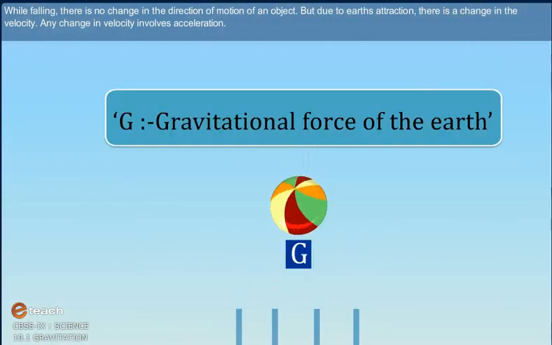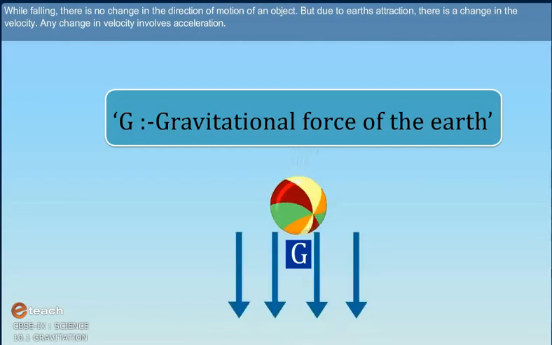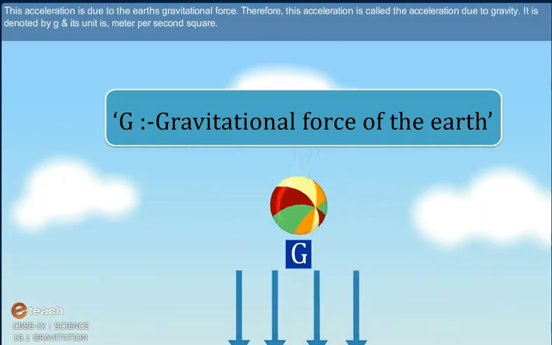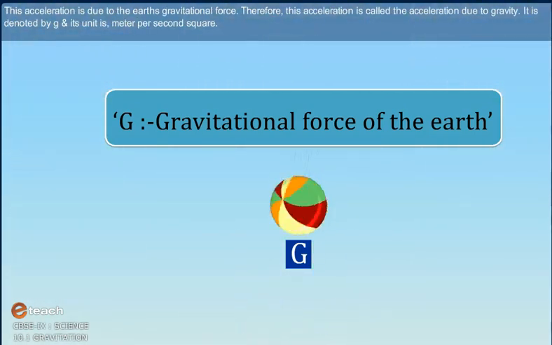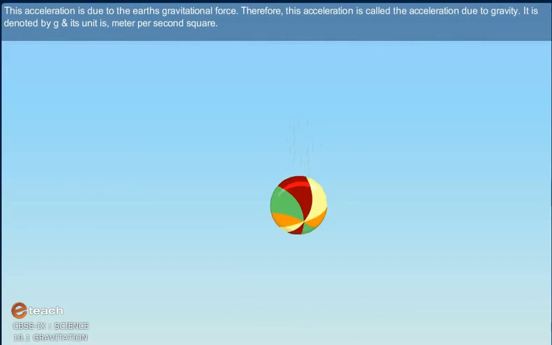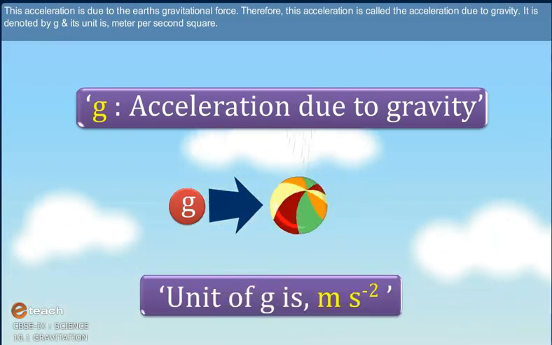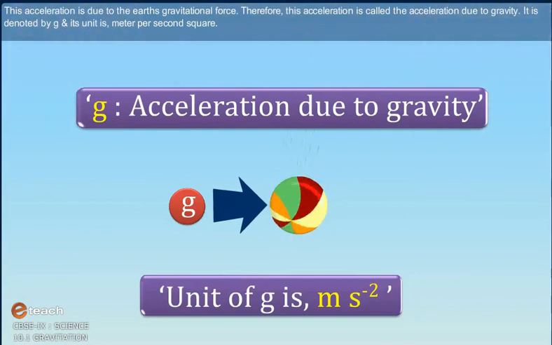But due to Earth's attraction, there is a change in the velocity. Any change in velocity involves acceleration. This acceleration is due to the Earth's gravitational force. Therefore, this acceleration is called the acceleration due to gravity. It is denoted by g and its unit is ms raised to power minus 2.